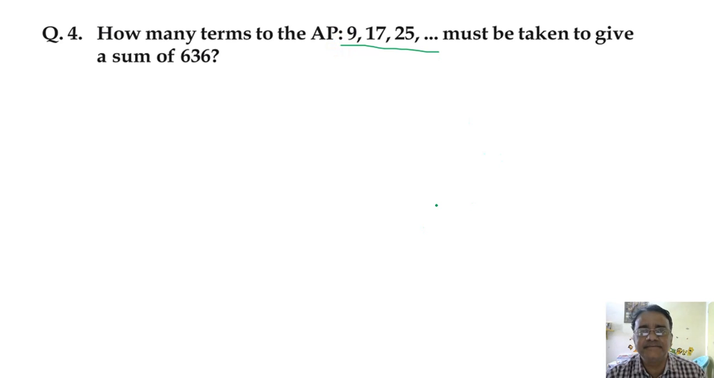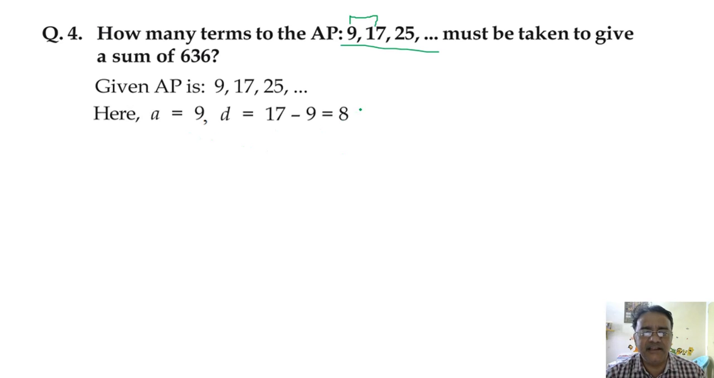What is a? 9. And what is d? It is increasing, so d should be positive. Second term minus first term, that is 17 minus 9. How much are you getting? 8. Right. So a is 9 and d is 8.